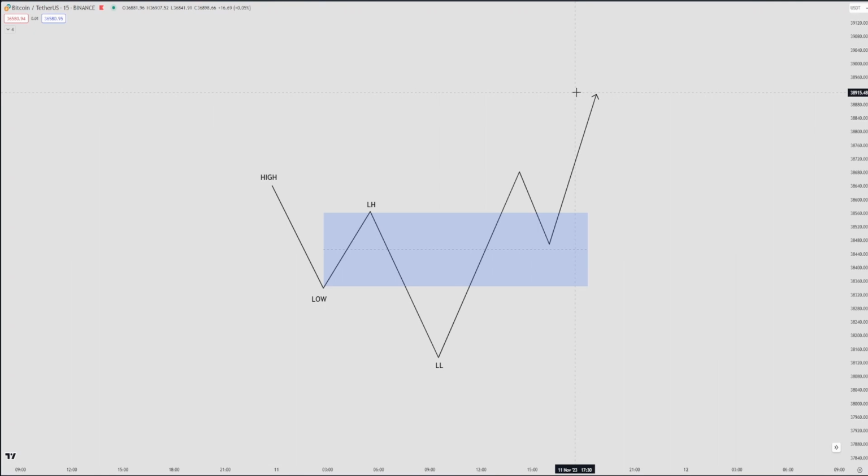But again, why is this our bullish breaker block? Well, when you take a look at the schematic, you can see that we had a sequence of creating a high, a low, a lower high, and a lower low. The trend was clearly bearish. So in a bearish trend, what should price do?